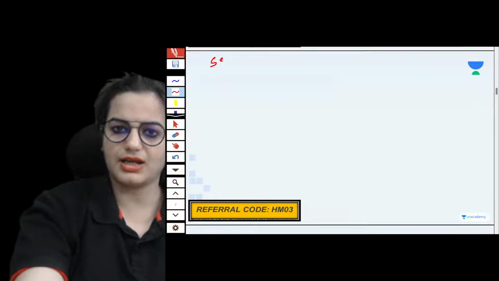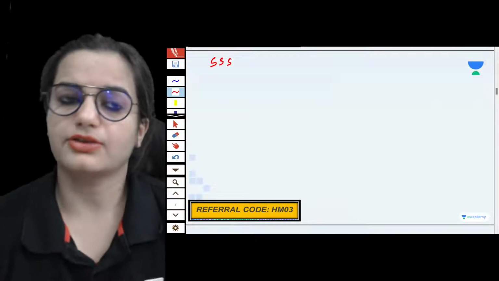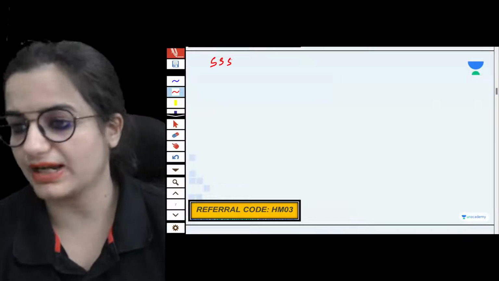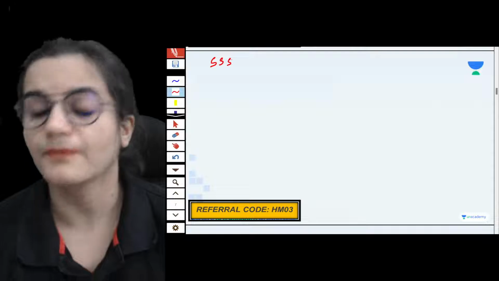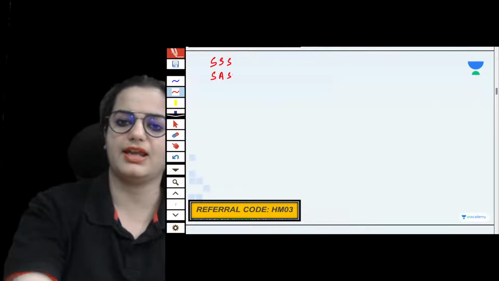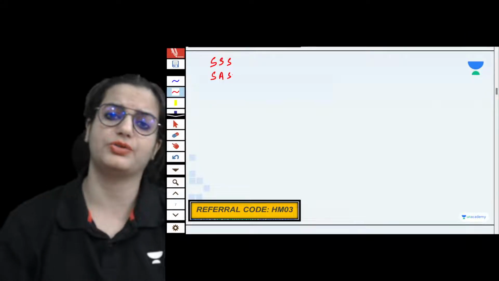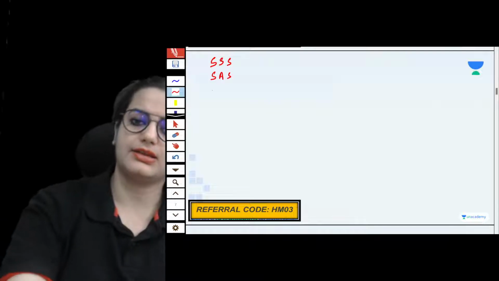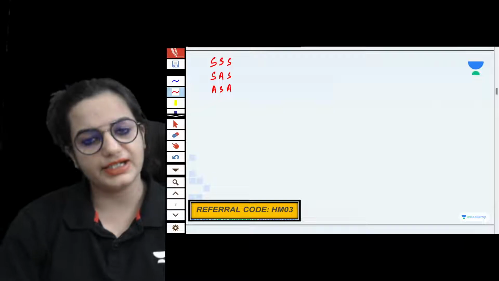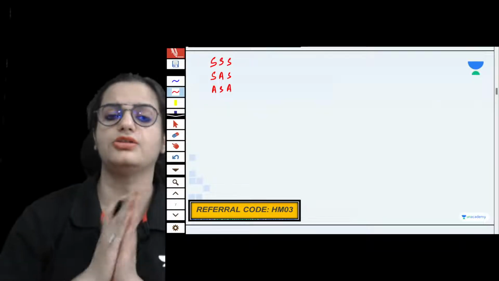First is SSS. The triple S is the condition by which we can prove two triangles are congruent by side. This was our first condition. Now the next one is SAS. SAS means side angle side. The angle should be between the two sides. The third one is ASA, angle side angle. This was the third condition, so it means the side should be between two angles.